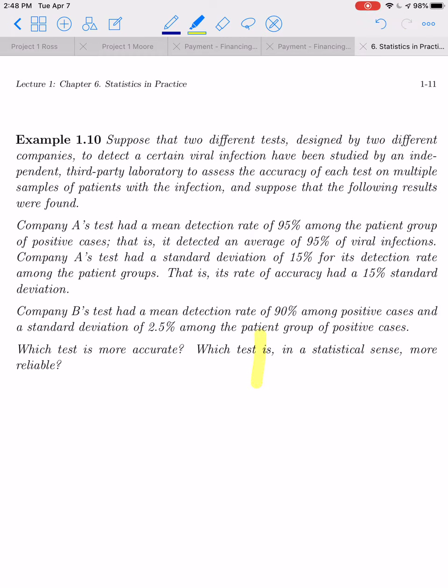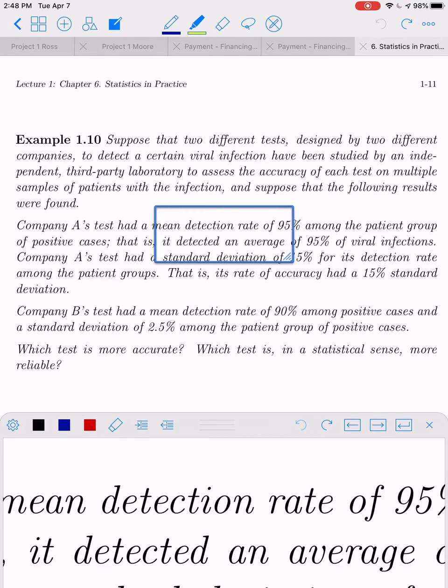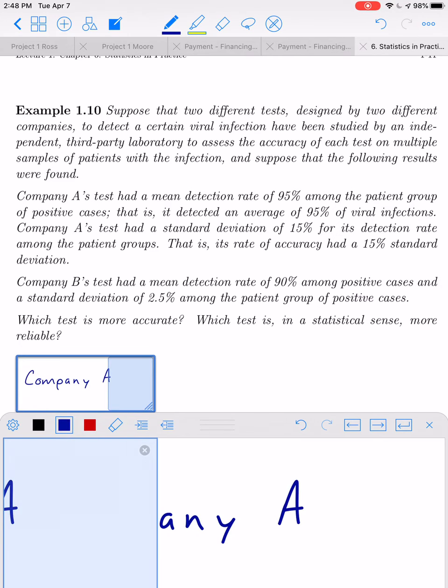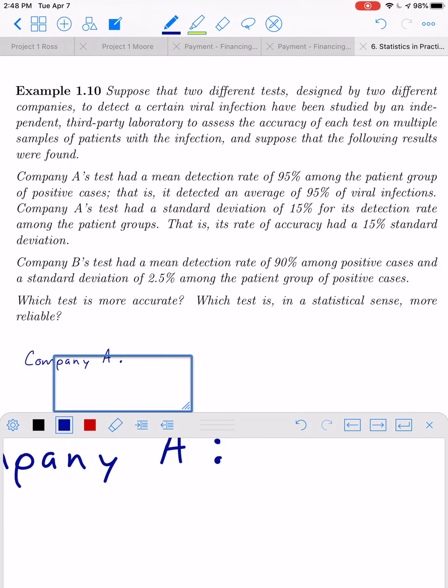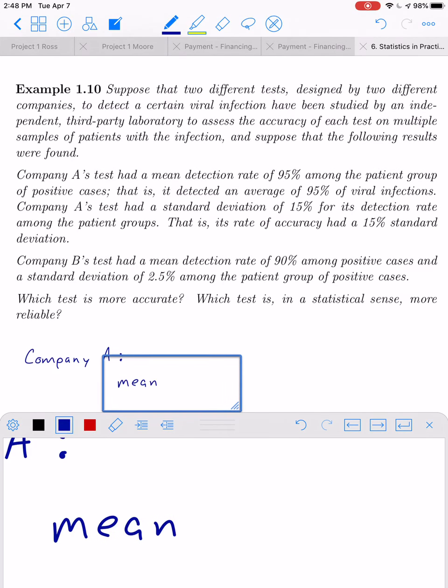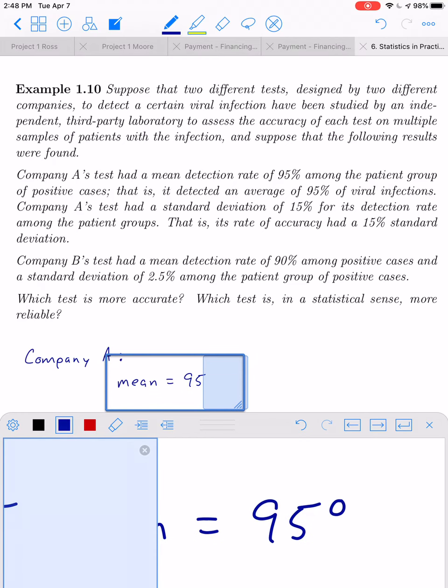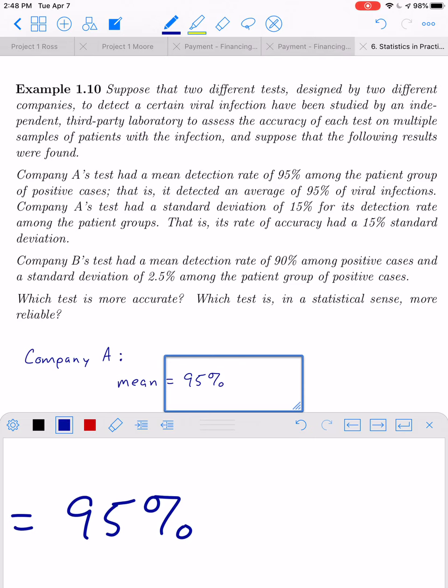So Company A, starting the second paragraph, Company A's test had a mean detection rate of 95% among the patient group of positive cases. Let's write that down real quick. So Company A, their test, I'll just say the mean. The mean of their test was 95%. We had a bunch of different groups of patients, and on average, it was 95% accurate among these groups of patients.